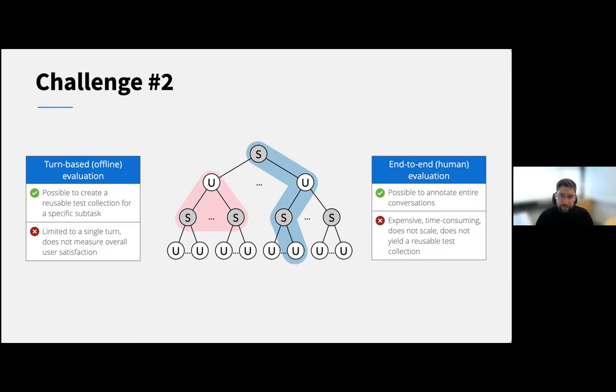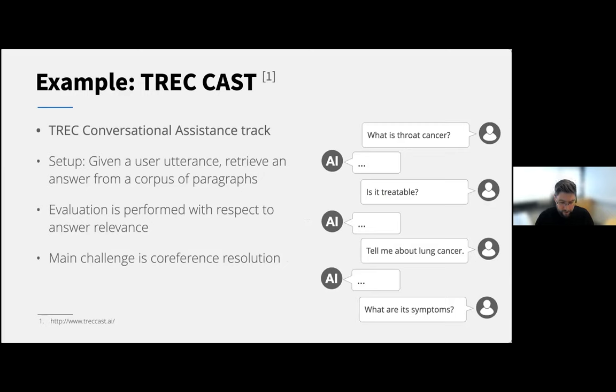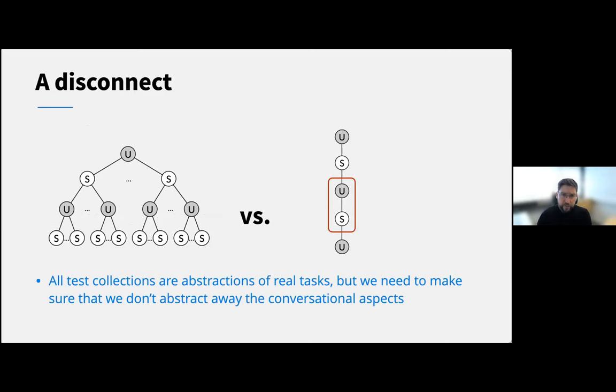I just want to quickly mention the TREC Conversational Assistance Benchmark Initiative as an example. Here, what you can see is an actual topic from TREC CAsT, where a sequence of user utterances is given, and for each of these utterances, the system has to return a paragraph from a corpus. And the main challenge, according to this setup, is coreference resolution. So in the second turn, what does it refer to? And if you think about this view on the right-hand side, then it's very far from the one on the left. And this is an extremely difficult problem to build a reusable test collection.